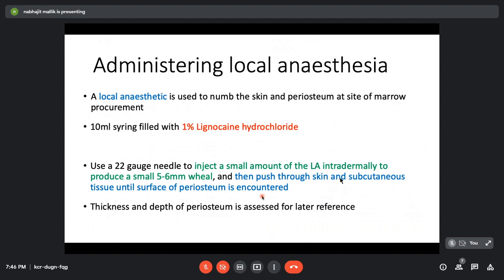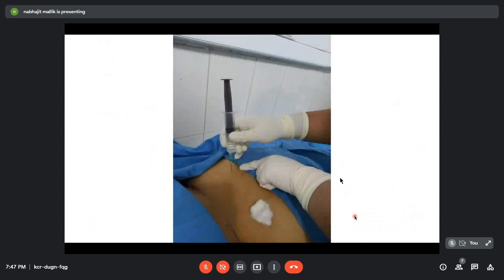And then we infiltrate the periosteum and give the injection of the lignocaine there. Now, this can also help in assessing the thickness and depth of the periosteum for later when we are doing the bone marrow examination. So here is how we are taking this 10 ml or 20 ml syringe. It is usually a 10 ml syringe that we take, and we are giving the lignocaine inside, and once we have gone inside, we are touching the periosteum and giving the LA there also in the periosteum.